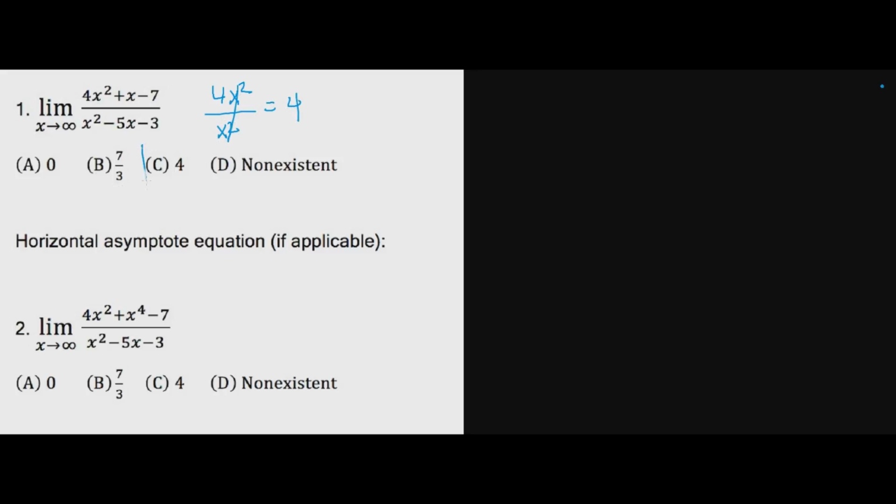Wow, very, very simple, right? Our answer is just 4. That's pretty nice. Let's go ahead and look at this next problem. Oh, the horizontal asymptote equation, of course, that's going to be y is equal to 4 then.